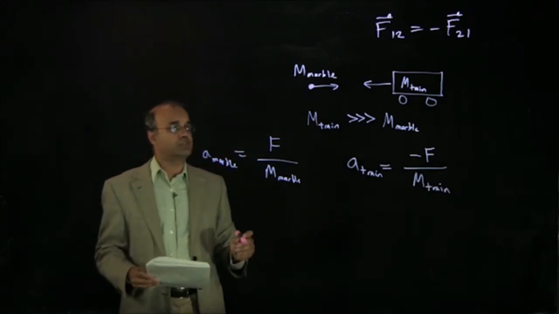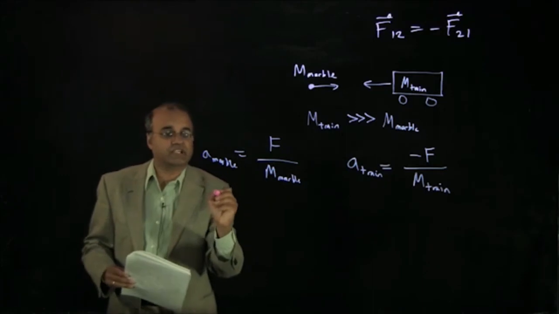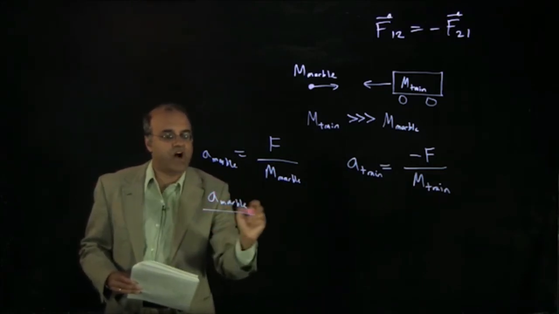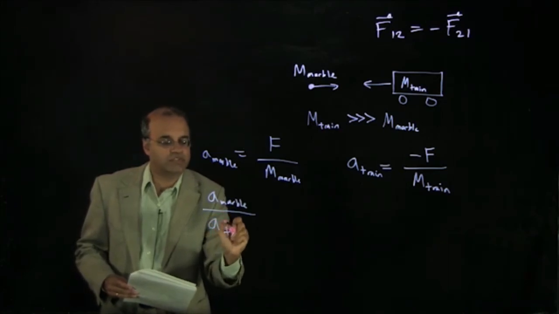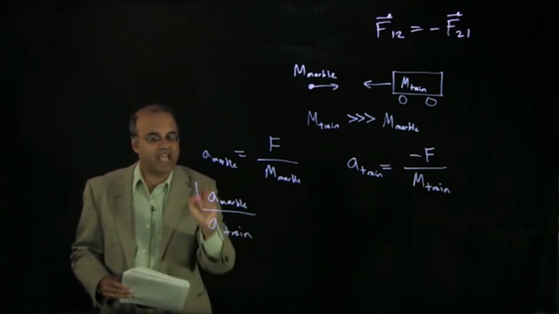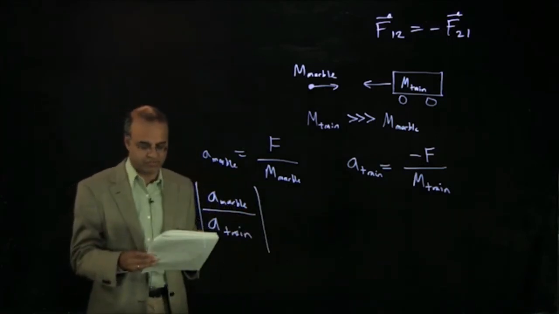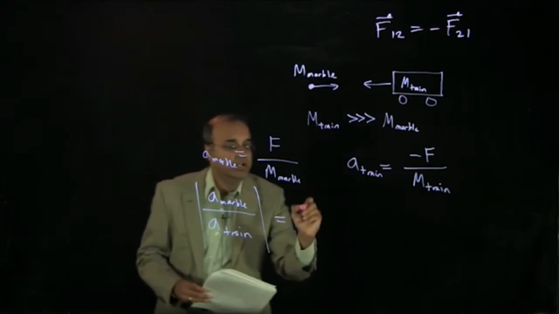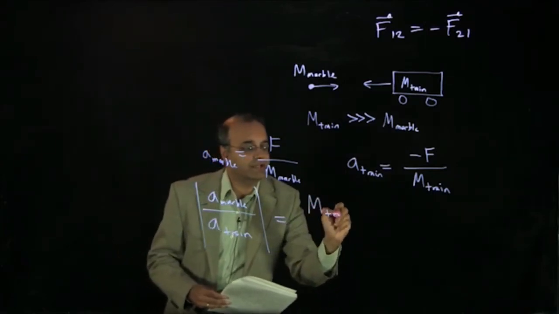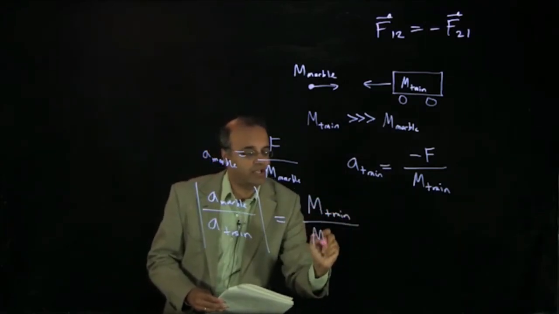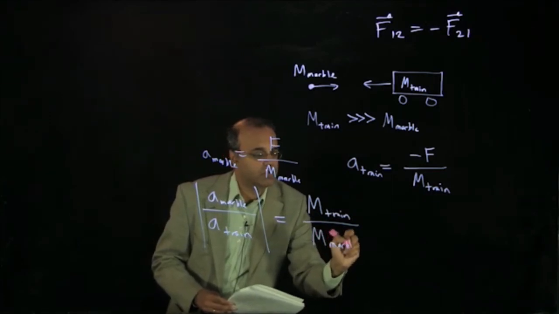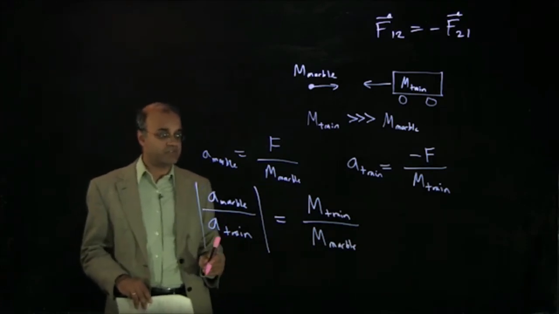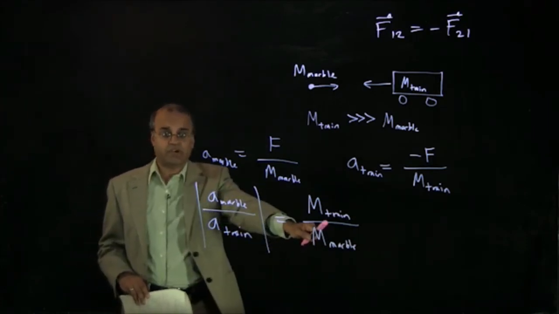And so if I want to look at the ratio, how big is the acceleration of the marble divided by the acceleration of the train, and let's take the absolute value so we're just talking about magnitudes here, that's going to be equal to the mass of the train divided by the mass of the marble. But the mass of the train is much, much, much larger than the mass of the marble, so the right-hand side here is a very, very big number.